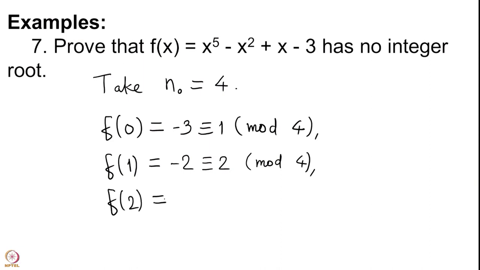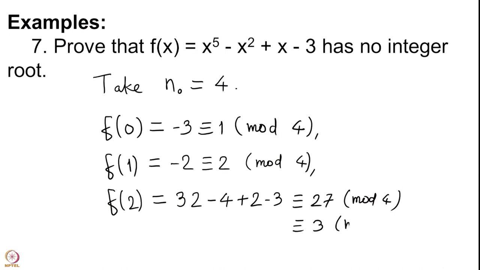F of 2, 2 to the 5. What is 2 to the 5? 2 square is 4, 2 cube is 8, 2 raised to 4 is 16, and 2 to the 5 is 32. So, we have 32 minus 2 square, which gives you 4, plus x, which is 2 minus 3. So, 34 minus 4, which is 30 minus 3, which is 27, and modulo 4, you do not get a 0. This is actually congruent to 3 mod 4.